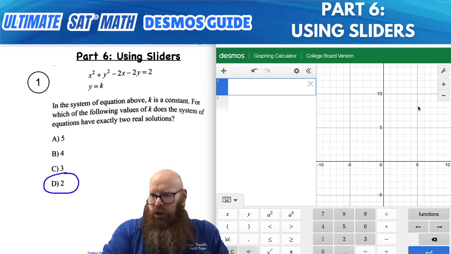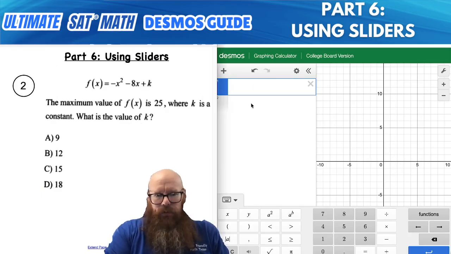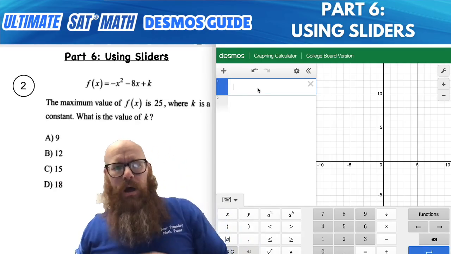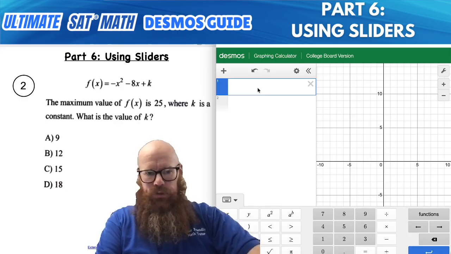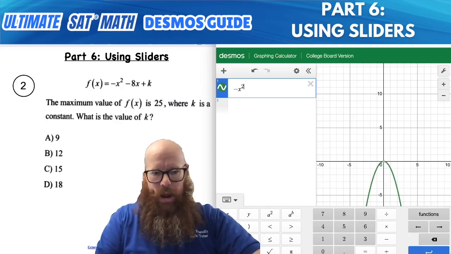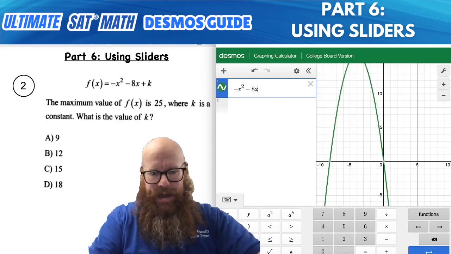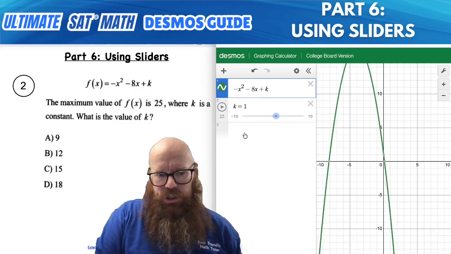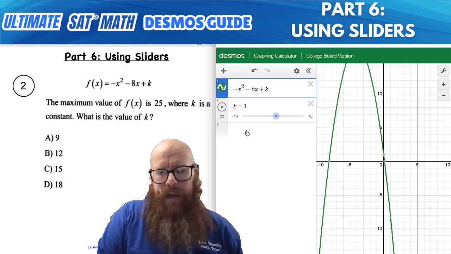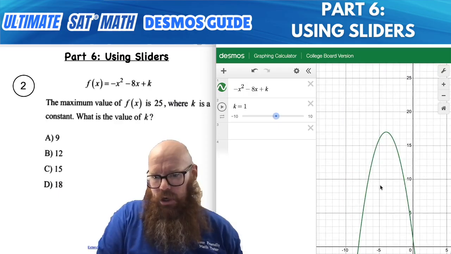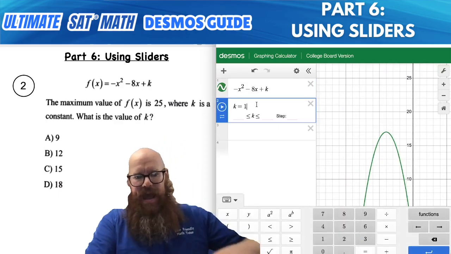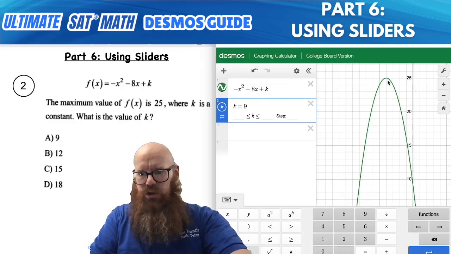All right, let's take a look at another slider problem. So I'm just going to put the function in. I do not care about the f of x equals in this problem, so I'm just going to put in negative x squared minus 8x plus k, and then I am going to add a slider. What I want to do is, if the maximum value is 25, what's the value of k? So I'm going to go up here to this top point, and I want that to be 25. So I'm going to change k to 9, which is the first answer choice.